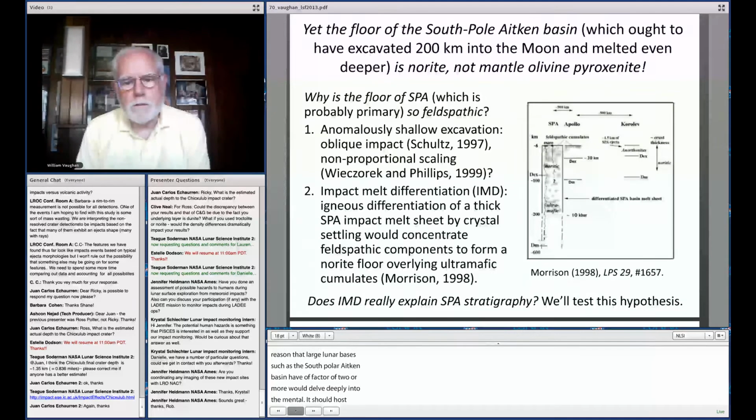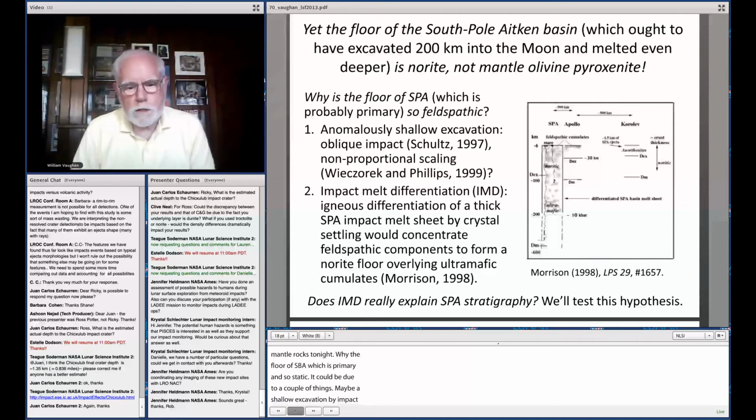Next, please. If we take a look, though, the floor of South Pole Aitken Basin, which ought to have excavated at least 200 kilometers into the moon and melted even deeper than the excavation, is noritic, not mantle olivine pyroxenite. So why is the floor of SPA, which is probably primary, so feldspathic? It could be due to a couple of things. Maybe anomalously shallow excavation by oblique impact. Pete Schultz has suggested that. Maybe non-proportional scaling. Warwick and Phillips suggested that in a 1999 paper.